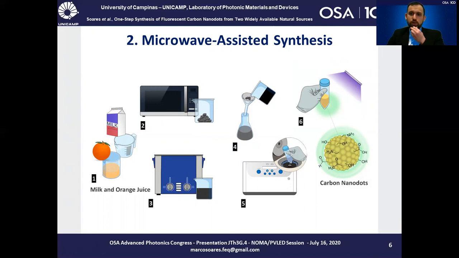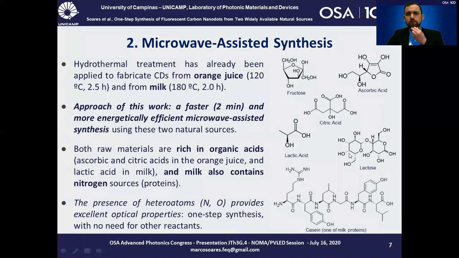And then the most important purification process, that is the centrifugation using membranes with molecular weight cutoff of 3,000 Daltons. So after this process, a yellowish, orange solution, containing the functionalized dots is obtained.